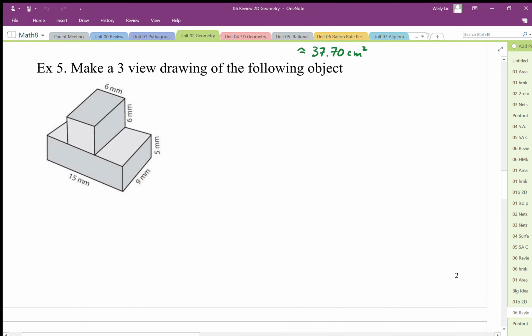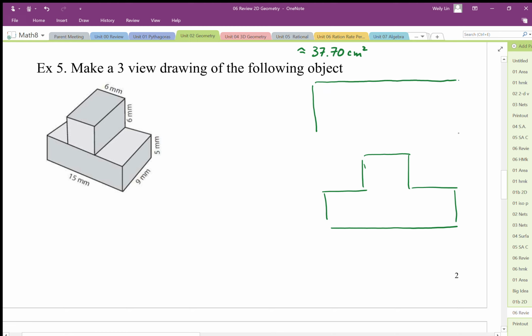For this one, we're being asked to make 3 views. So we want to make a top view, a front view, and a side view. I'm just going to start with a front view. So there's my front view. There's going to be one surface visible. When I make my top view, I want to try to line up the edges. And we're going to see 3 surfaces. So I've got 1, 2, 3 surfaces, and I need to show these in my top view.